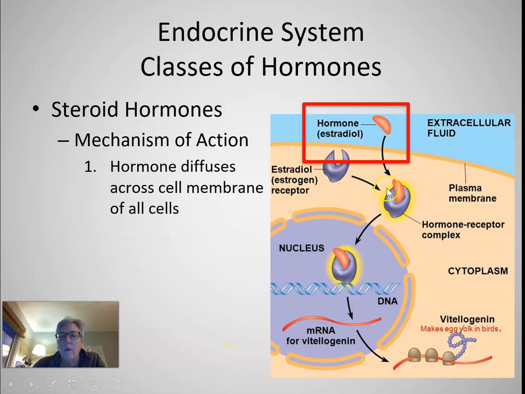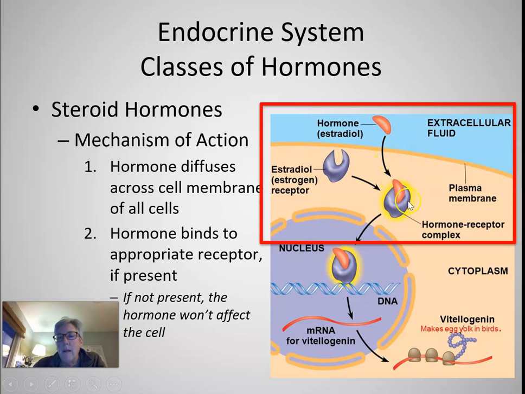Okay, here is how it works. Here is a steroid hormone, estradiol. It's able to just diffuse right across that cell membrane because it's a lipid. It will bind to its receptor, which is inside the cell. And then here's the hormone receptor complex. If this receptor is not there, the hormone's not going to do anything. And in the case of steroid hormones, the receptor is intracellular.